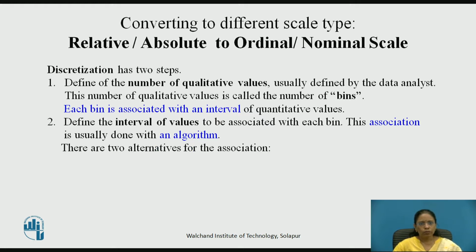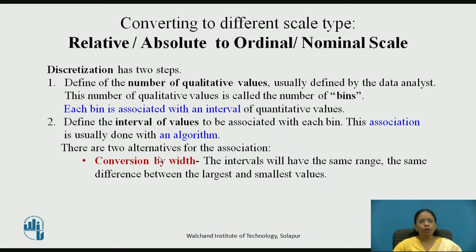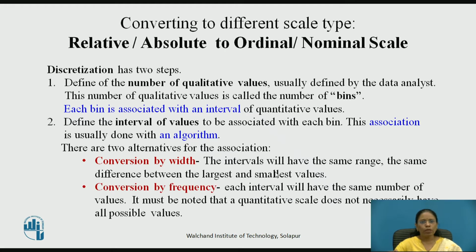When we are assigning the interval of values to each bin, there are two alternative methods. One is conversion by width, where each interval has the same range, the same difference between the largest and smallest values. So we look for the largest and smallest values and try to keep the same difference. In conversion by frequency, the intervals will have the same number of values. The number of values, that is the frequency, will be the same for each interval.